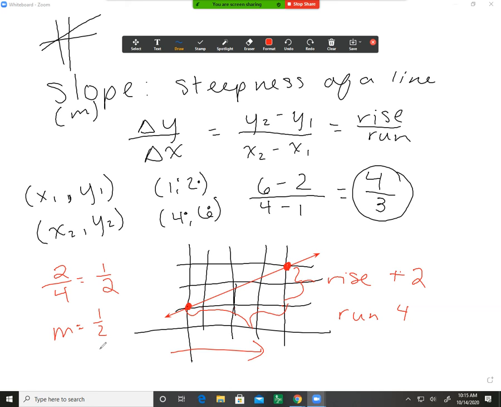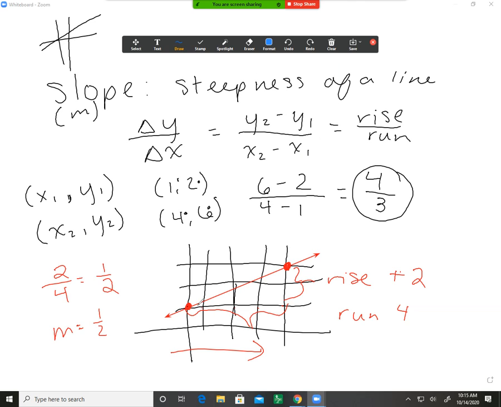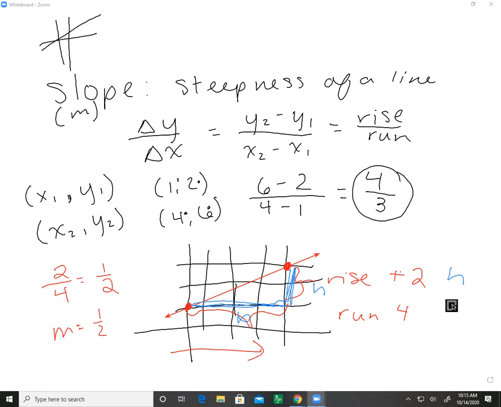So you could think of it as height and base. If you look at going from one of our points to the next, we make a right triangle. So you can think about it as your height over your base. My rise is my height, my run is my base.